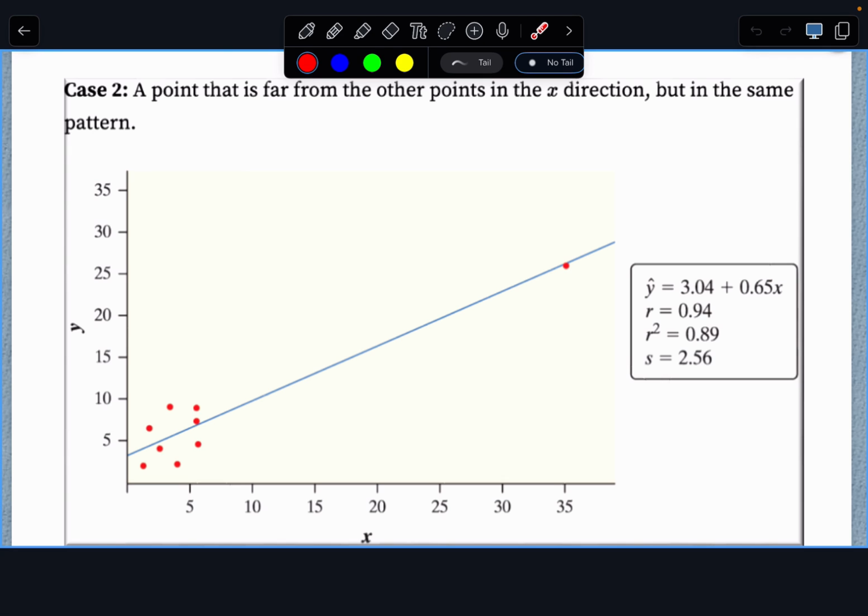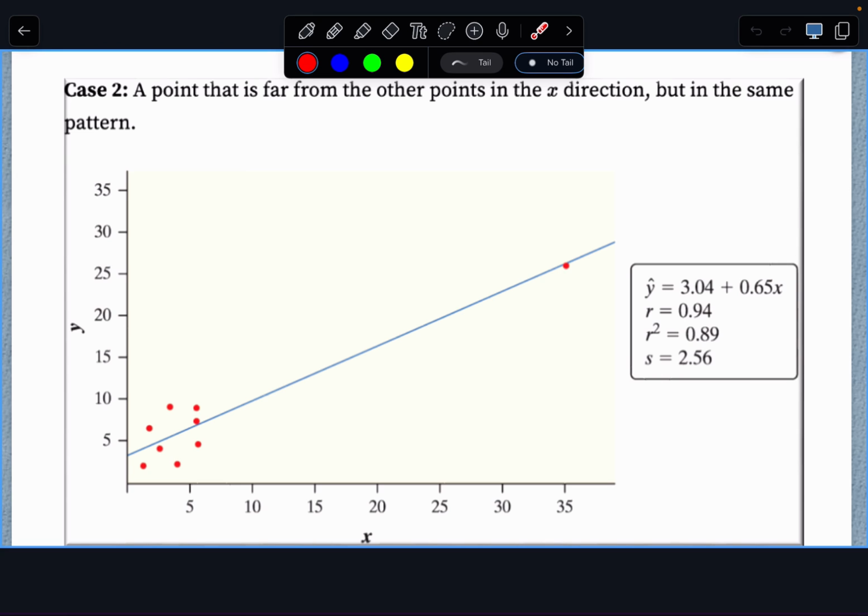Now, if that extreme value lines up with the rest of the data, when we look at this new regression analysis and we look at what we had before with just the 8 original values, did that point have much of an effect on my regression line?